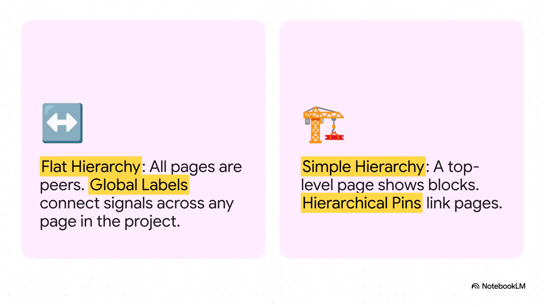So, there are a couple of ways to do this. One is a flat hierarchy, where all the pages are kind of peers. They're connected by global labels that can jump a signal across any page in the whole project. The problem? You don't get a big picture view. On the other hand, you've got a simple hierarchy, which gives you that bird's eye view. The top-level page shows each circuit as a nice, neat block, and the signals pass between them through these official doorways called hierarchical pins. It lets you see the whole system's architecture in one glance.